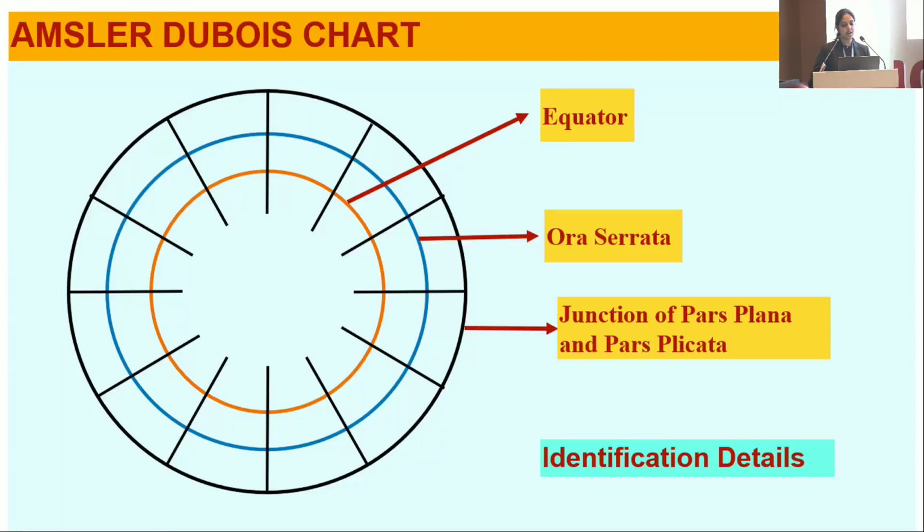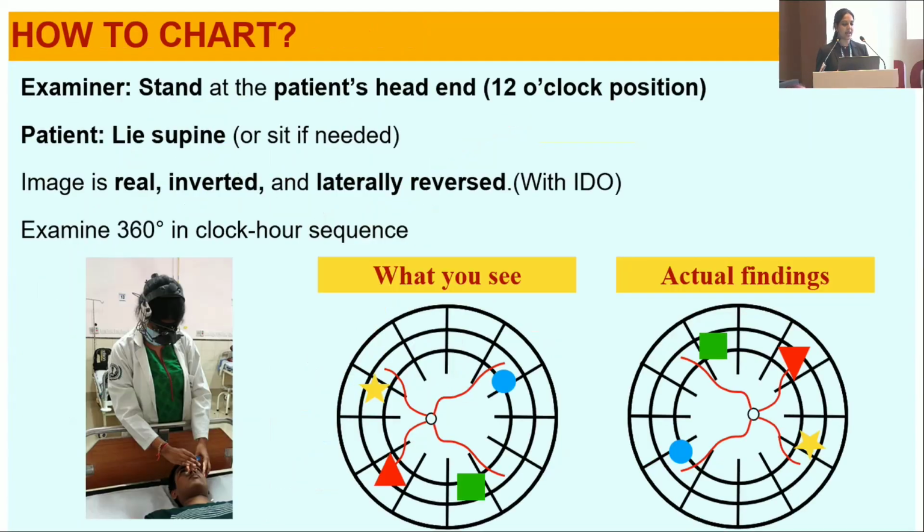Amsler-Dubois chart is represented by three circles: the innermost equator, the middle ora serrata, and the outer junction of pars plana and pars plicata. It is divided into 12 clock hours. And how to chart. Examiner stands at the patient's head end at 12 o'clock position and patient lies supine. The image is real, inverted and laterally reversed. And we examine 360 degrees in a clock hour sequence.